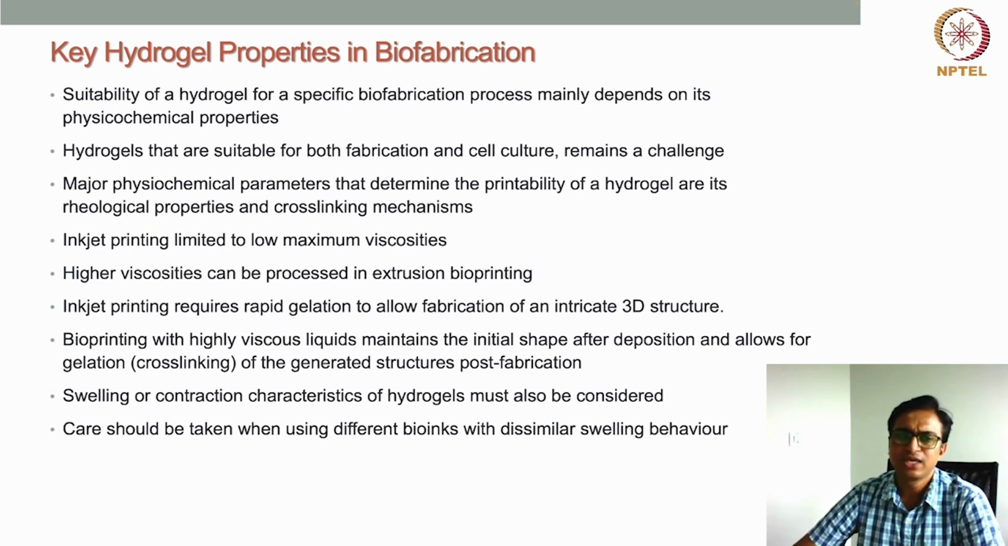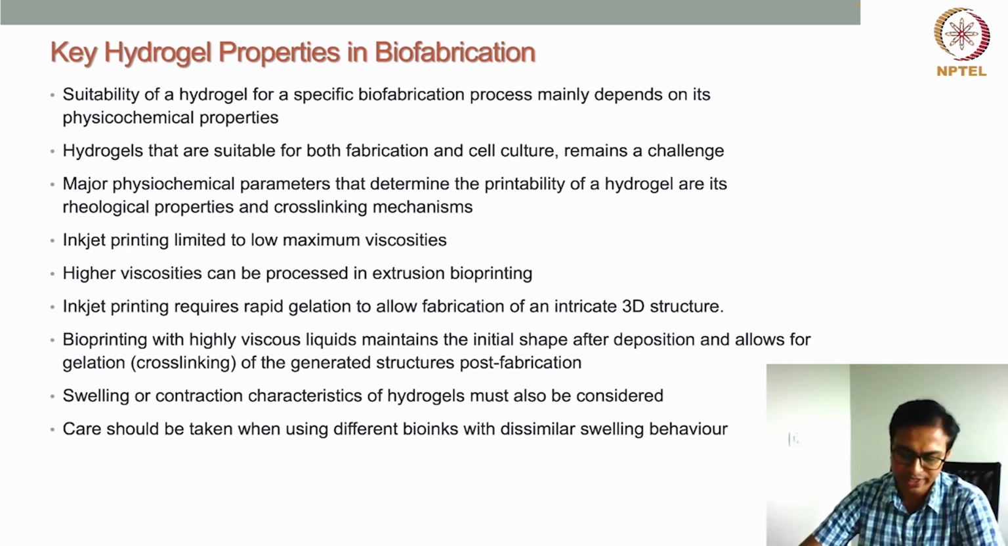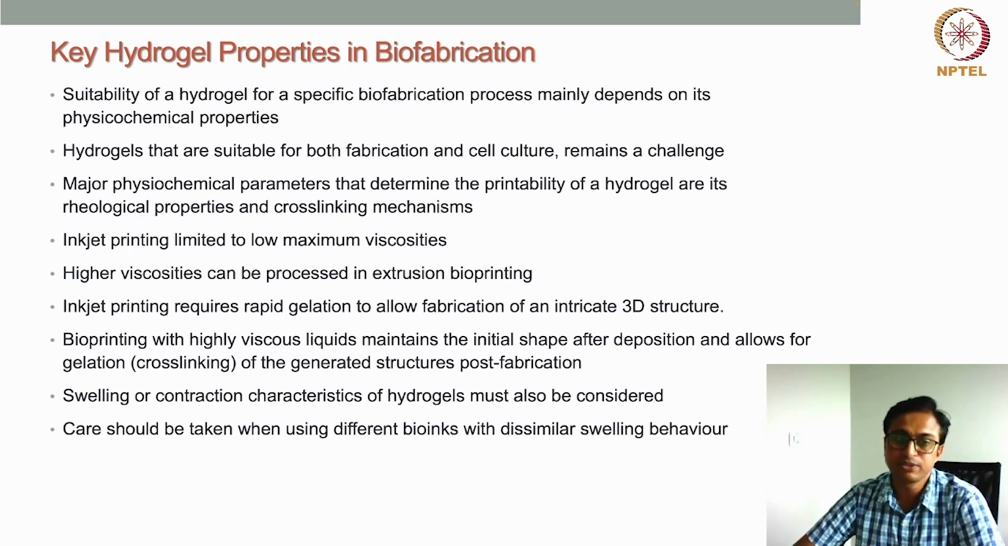And if you see in inkjet printing, mostly you work with low viscous material, right? So in inkjet printing, low viscous materials are the major thing. Suppose we are interested to bioprint certain structures with an inkjet printer, then as soon as the material comes out of the nozzle and deposits, it should solidify very fast. So that's the requirement for inkjet printing. Inkjet printing is limited to low viscosity, so we use low viscous materials.